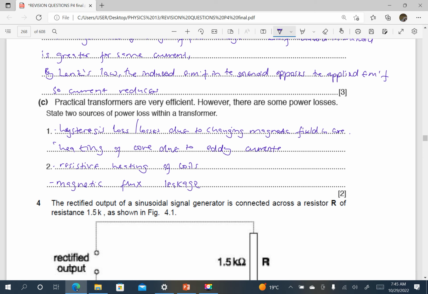Heating of the core due to eddy currents. Hysteresis loss. Hysteresis is H-Y. Hysteresis loss, that is loss due to continuous magnetization and demagnetization.